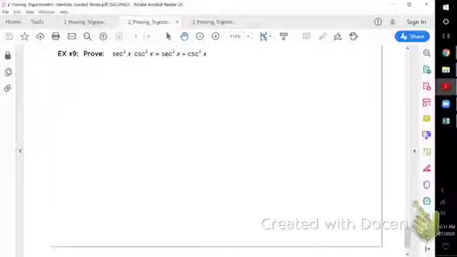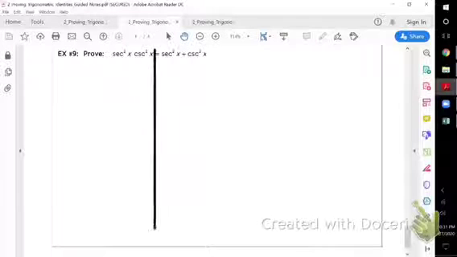Okay, example 9 says to prove that secant squared times cosecant squared is equal to secant squared of x plus cosecant squared of x. So which side do we want to work? Well, it really doesn't matter on this one. I think they're both about equally the same. But let's try working the right side since it's got that plus sign in it.